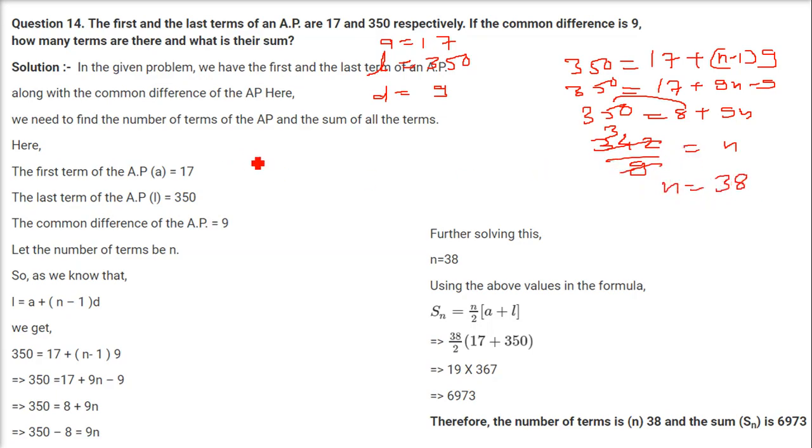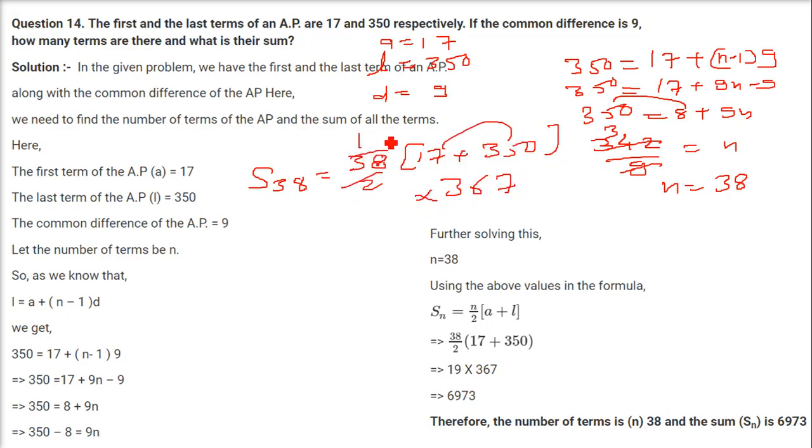So n is 38. Now you can find the sum of 38 terms. This is going to be n by 2, which is 38 by 2, and A plus L. What is A? 17. What is L? The last term, it's given as 350. So 350 plus 17 is 367. And 2 19s are 38, so we just have to multiply 19 and 367, and this is going to be 6973.